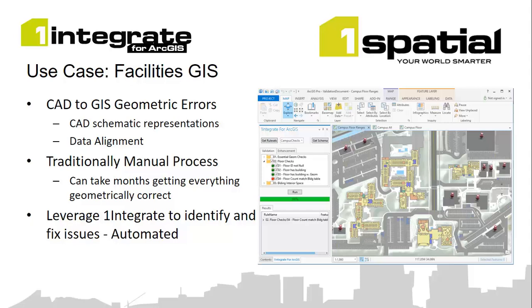In the past, fixing these issues in the data was a time-intensive manual process. However, OneIntegrate provides the ability to locate where these issues are occurring and then can auto-correct the data. Let's switch to ArcGIS Pro and take a look.